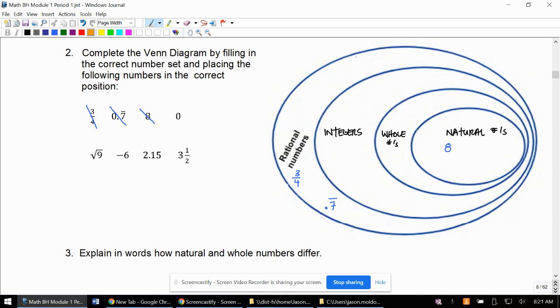All right, hopefully tried those. 0 was a whole number. We'll place it here, which means that it's also integer and rational, but it's not natural. Square root of 9 equals 3, and 3 is a natural number. We're not going to talk too much about square roots right now, but the idea behind a square root is it's asking a question, which is what two identical numbers when multiplied equal 9? And it's 3 times 3. And so this just equals square root of 9 equals 3.